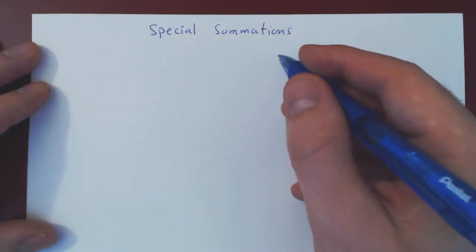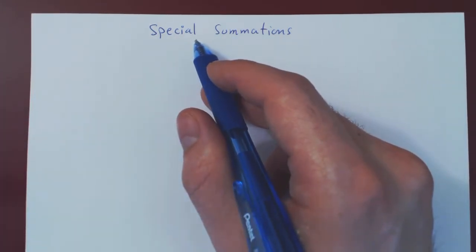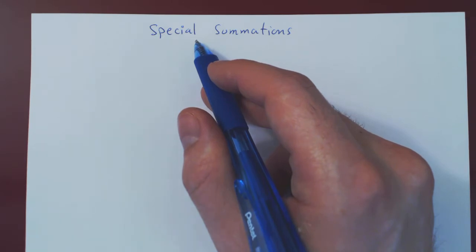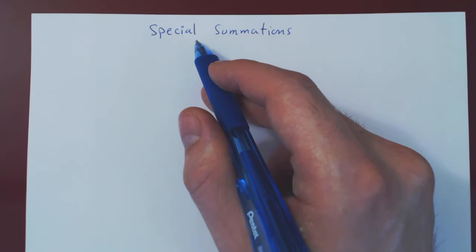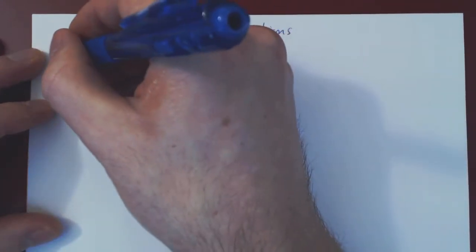And these special summations, why do I use the word special? What is special about them is we have shortcut formulas. So we will not have to evaluate the sum by adding up every single term, but instead shortcutting the sum into a final, very simple formula. So let's start with the first one, the simplest one.